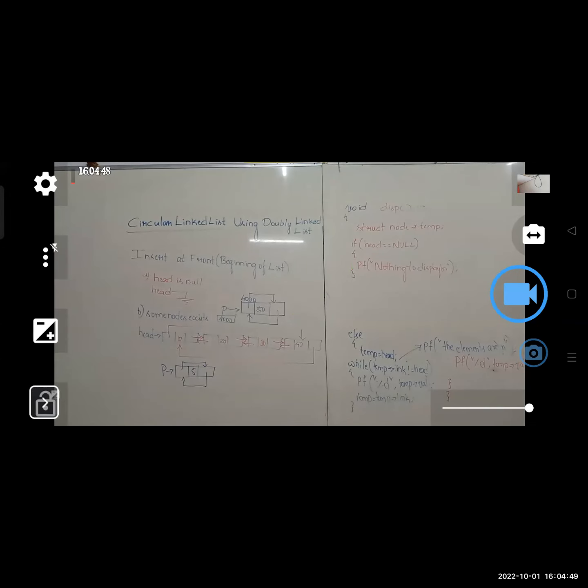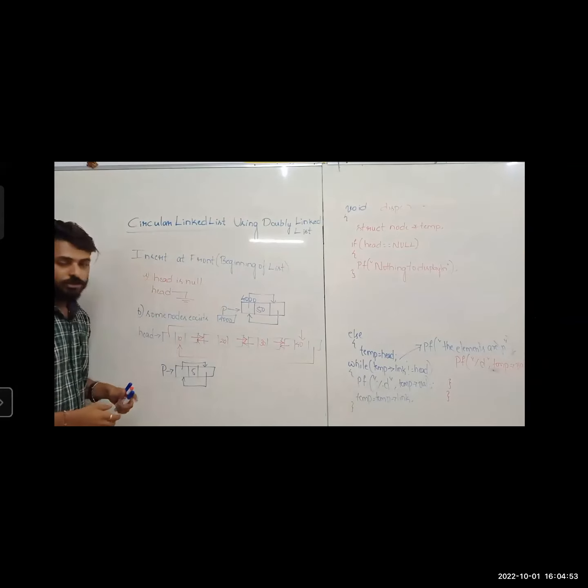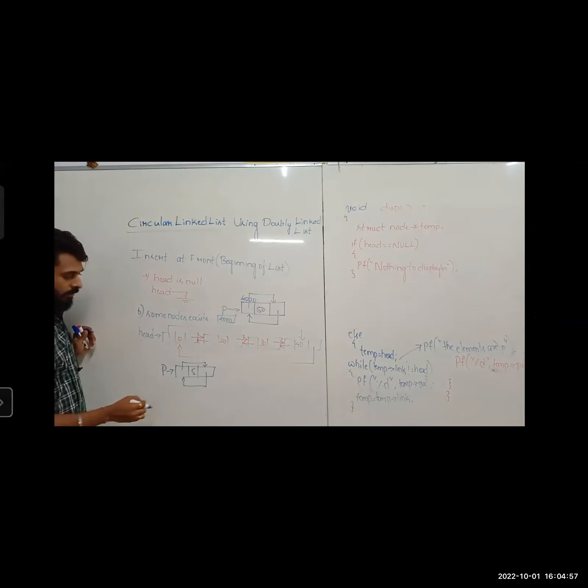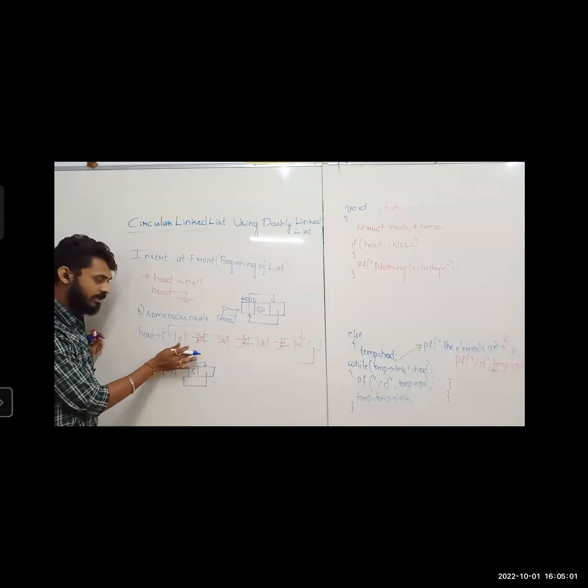Okay. Keep observing now. Now, what should I do? This part is done. Next what? This one should point to the second person. Okay, before I insert, who is the second person now? I want to insert at the beginning.